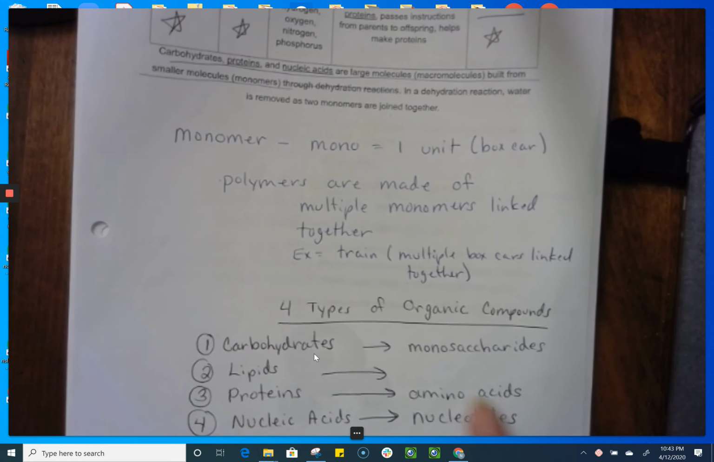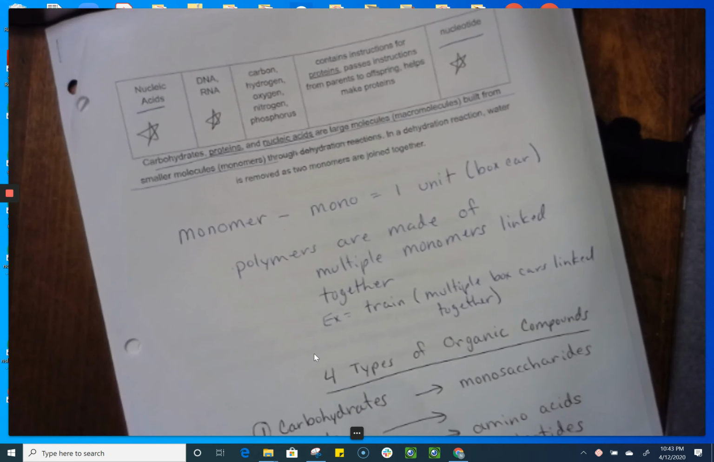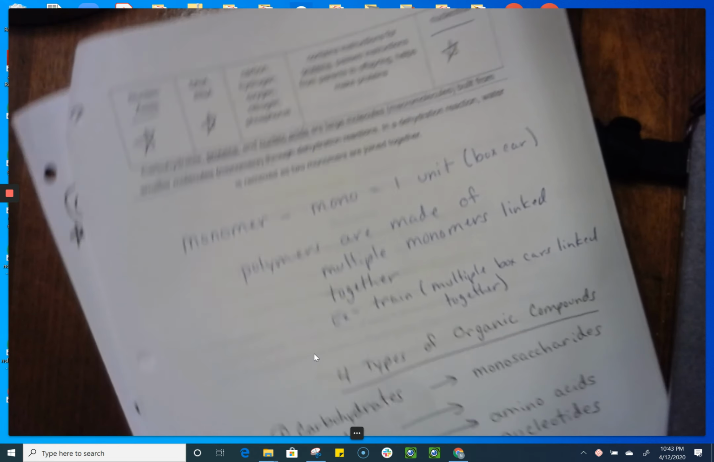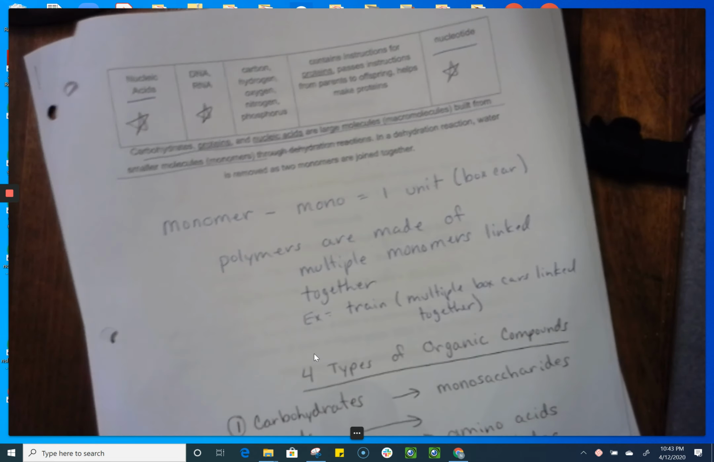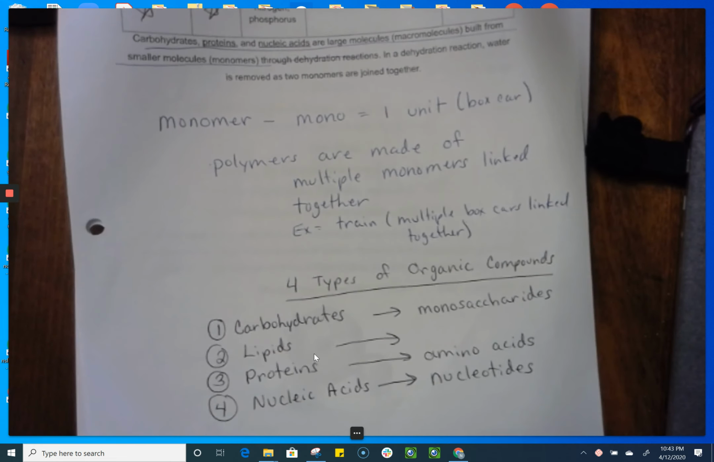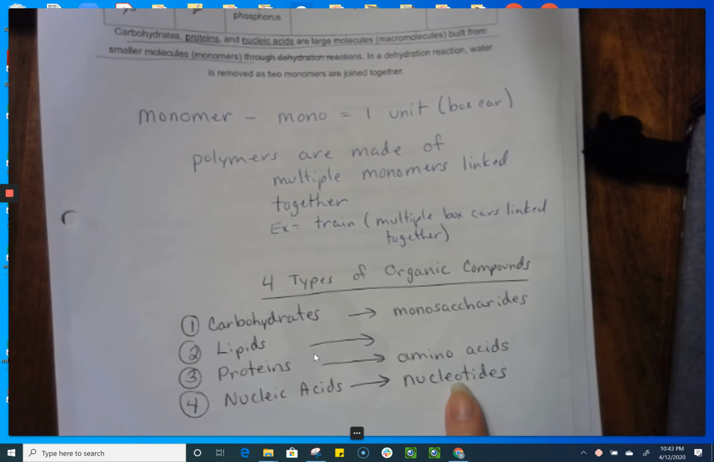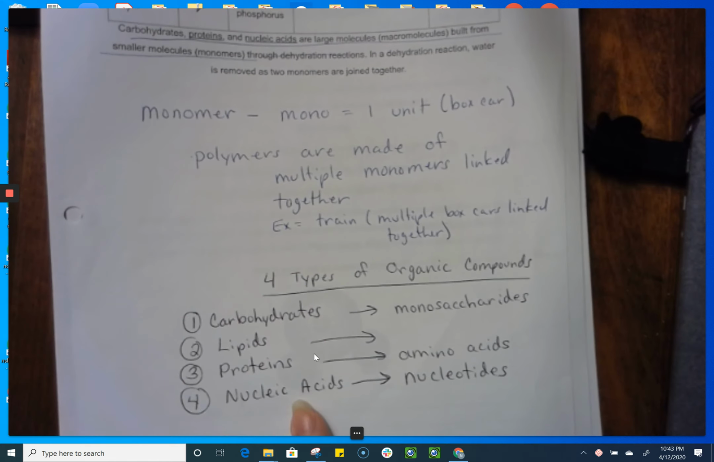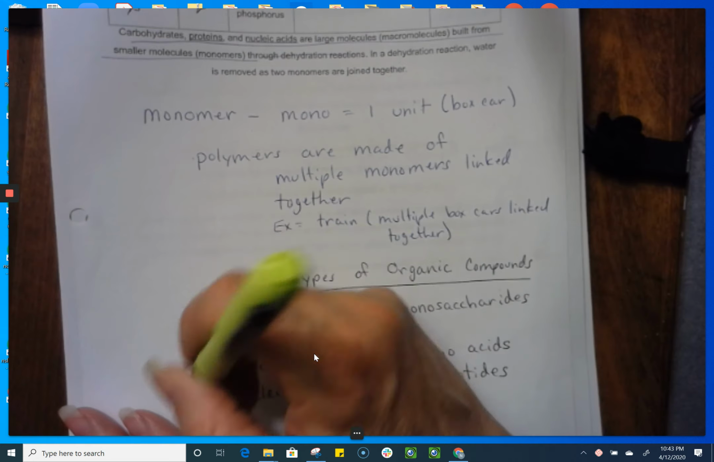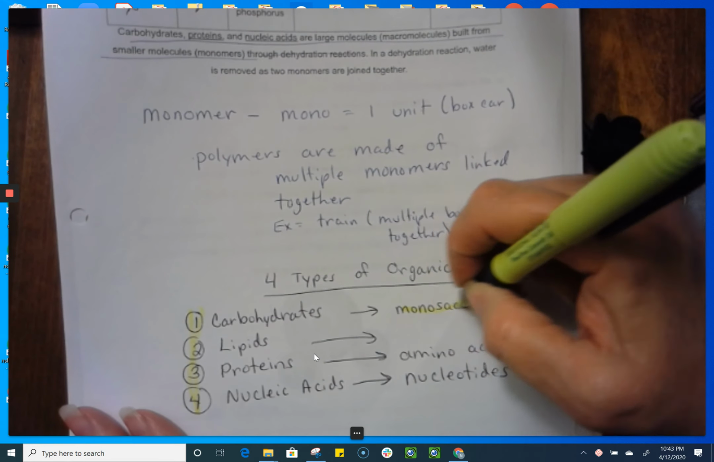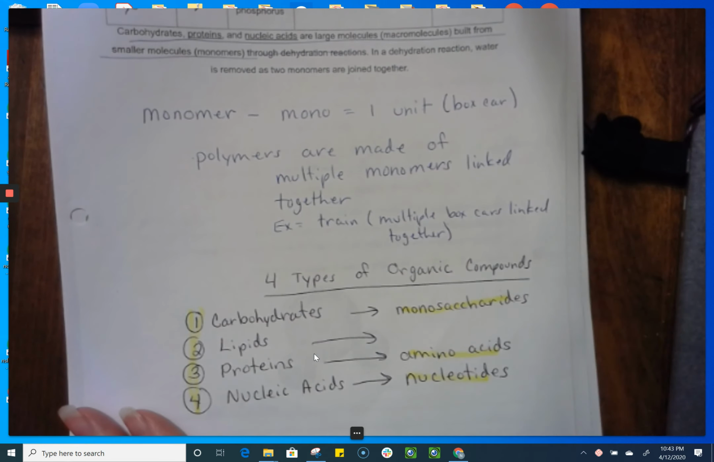Proteins. The basic boxcar of a protein, the basic building block of a protein, is amino acid. You can link chains of amino acids together and you get different types of proteins. DNA or RNA. Your basic building block of a DNA or RNA molecule is a nucleotide. Okay? So you do need to know that these are your 4 categories and you need to know their building blocks.